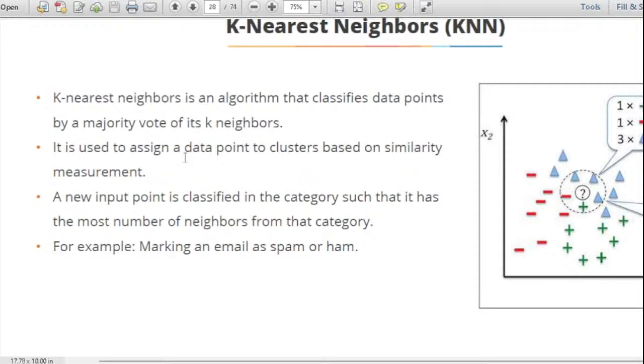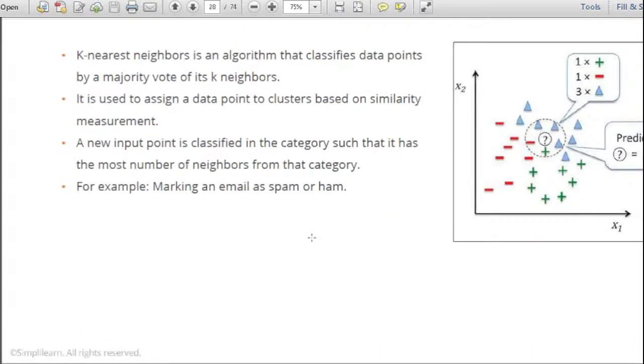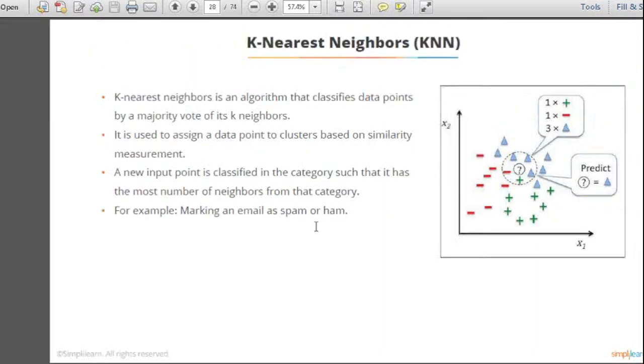It is used to assign a data point to clusters based on similar measurement. A new input point is classified in the category such that it has the most number of neighbors from that category. For example, marking an email as ham or spam. So that is the crux of k nearest neighbor.